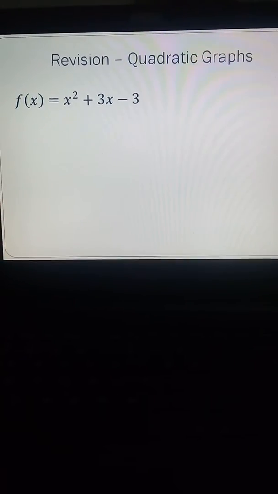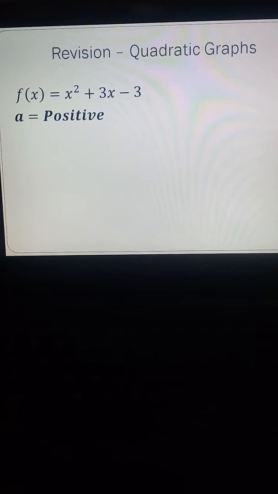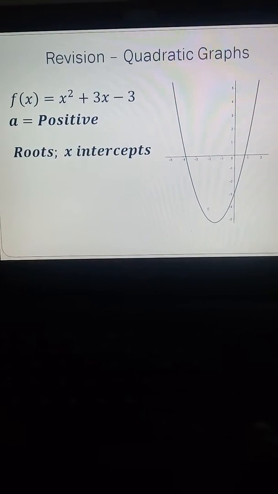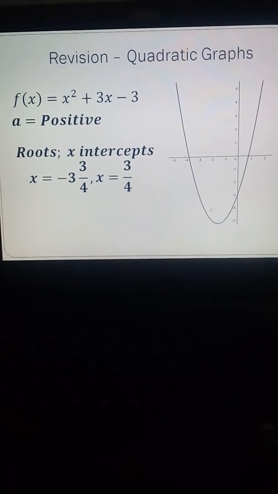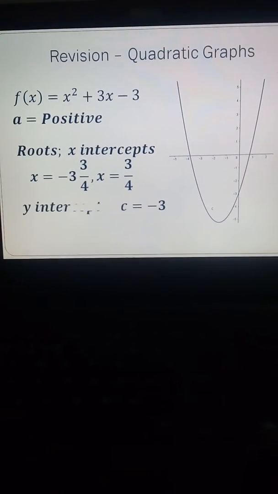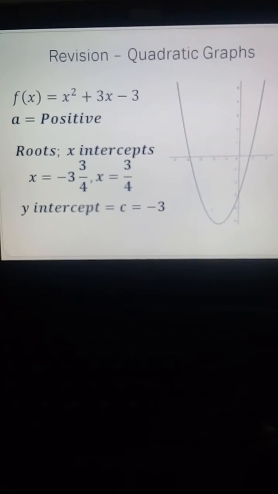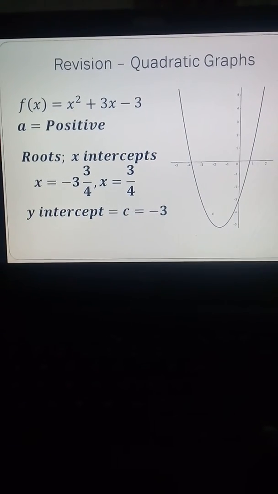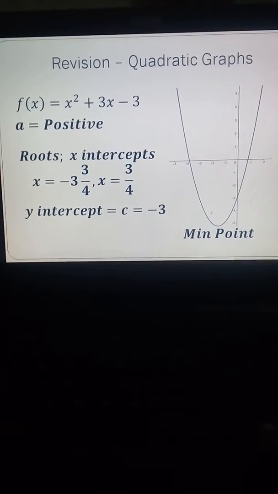Looking at this function, f of x is equal to x squared plus 3x minus 3, we notice that a, which is the coefficient of the x squared, is positive. So our graph will be a U-shape. Our roots, otherwise called the x-intercepts, we read from the graph: x is equal to negative 3¾ and x is also equal to 3/4. Our y-intercept, read from the graph, is negative 3. The y-intercept can also be found in the function itself, which is just c. And this function will have a minimum point.